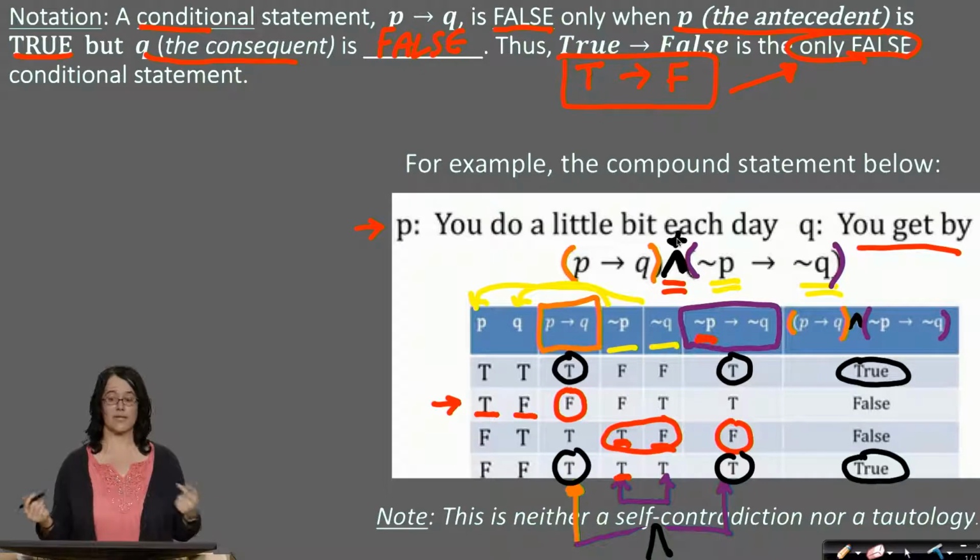But even if this was an arrow instead, if this was an if-then statement, this still is not a tautology, so this cannot be a self-contradiction. All right, before you move to the next slide, make sure you understand how I did this one before we get into harder ones.